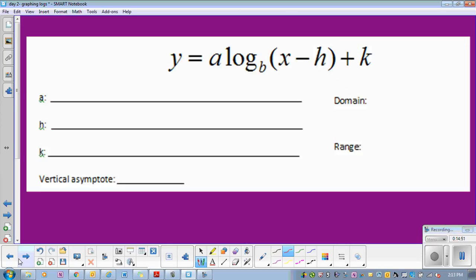Let's talk about transformation. Just like we did with exponentials, logs, they do the same thing. So let's start with my favorite, K. I like K. What does k do? Up if it's plus k, right? Good. So if it's minus k, good. Down k. Good.